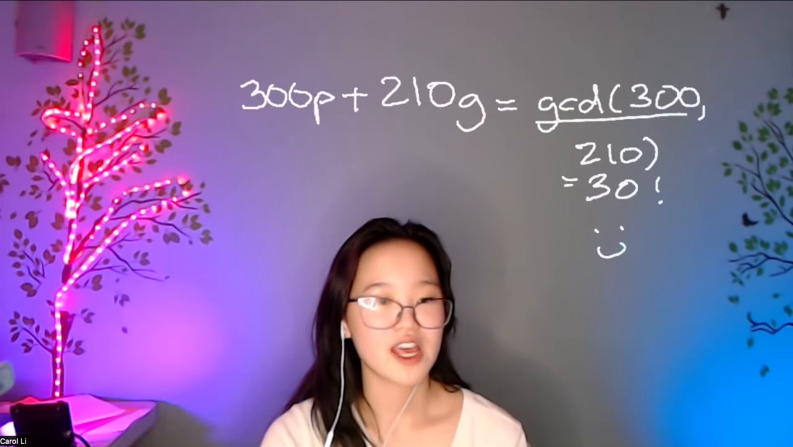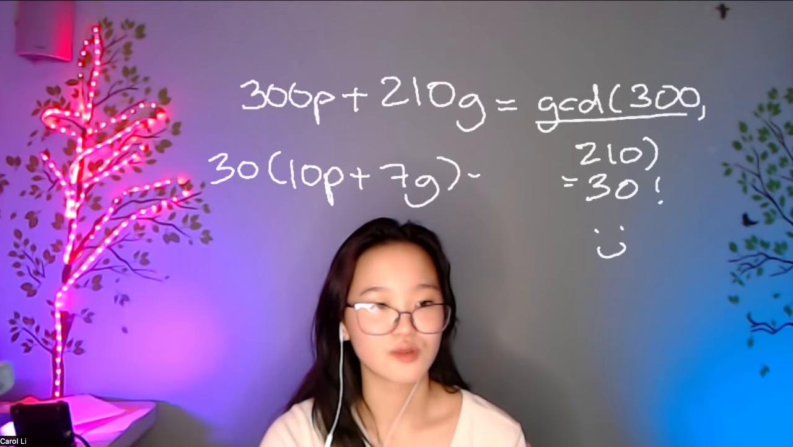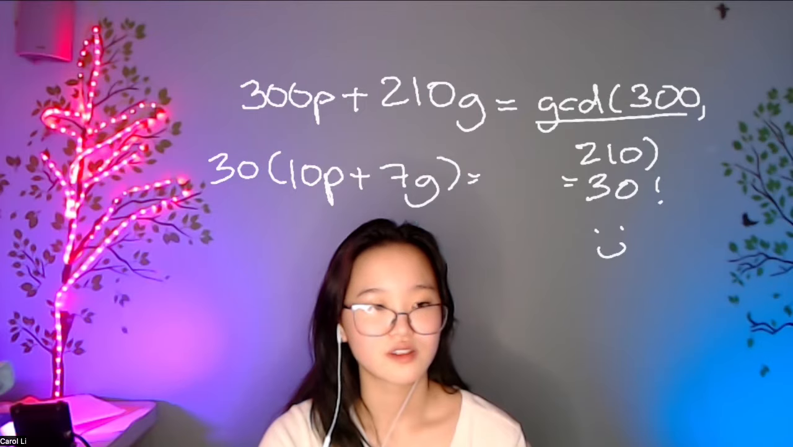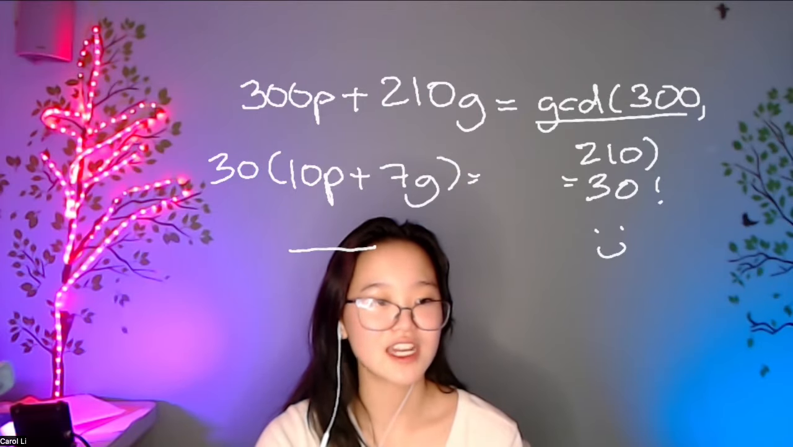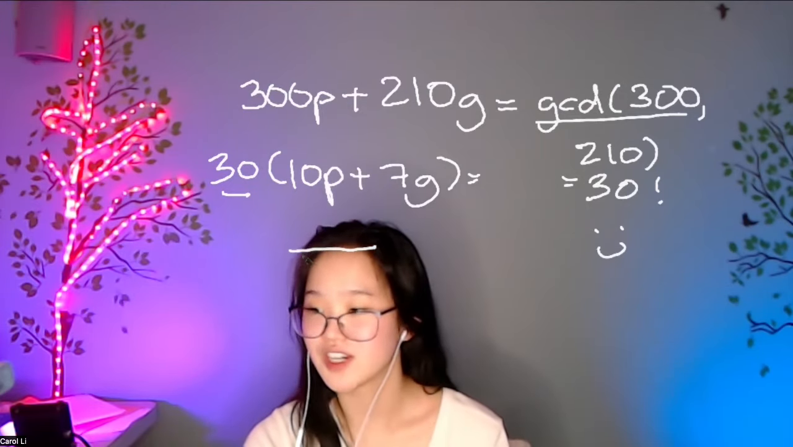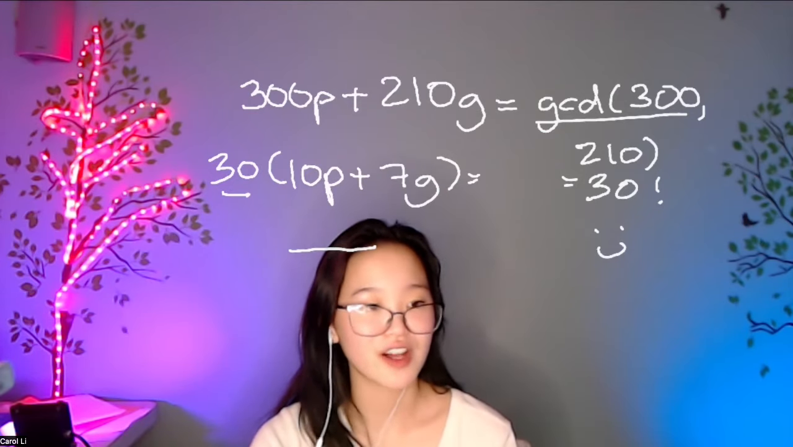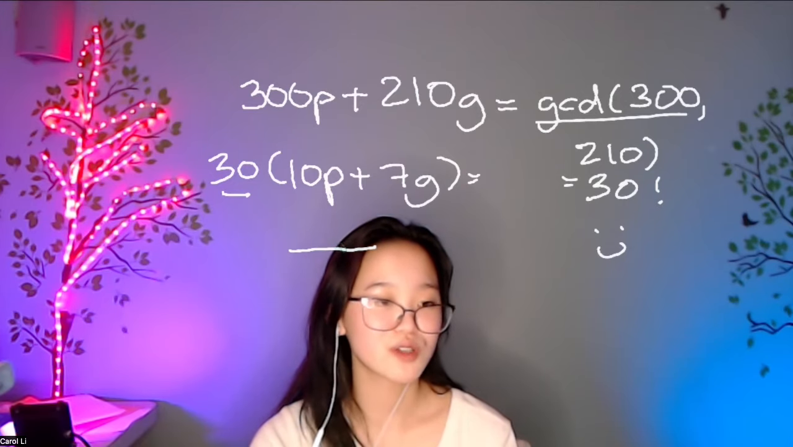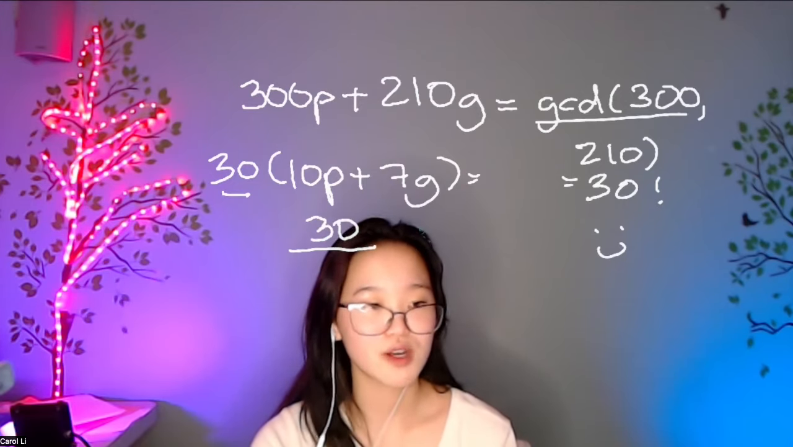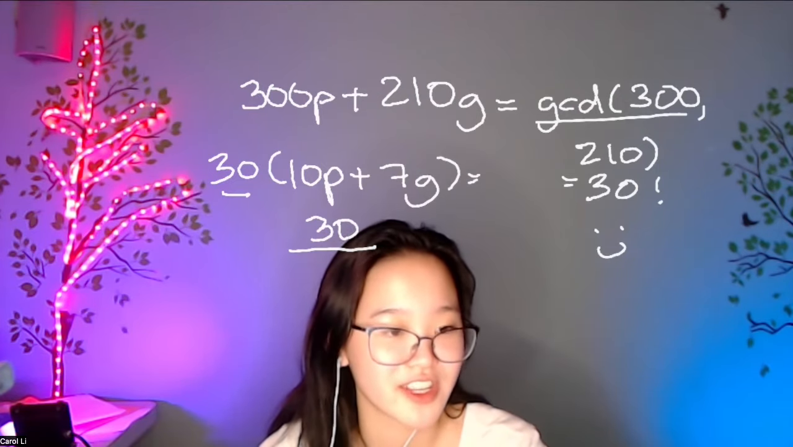Do you guys know why it can't be less than 30? Because both sides are divisible by 30: 30, 10p plus 7g equals, what is the lowest possible? The result has to be divisible by 30, and we're trying to get a positive value. Earlier it asked for the smallest positive amount. That means the answer, whatever it equals, has to be divisible by 30. So the smallest possible multiple of 30 is 30. Okay.